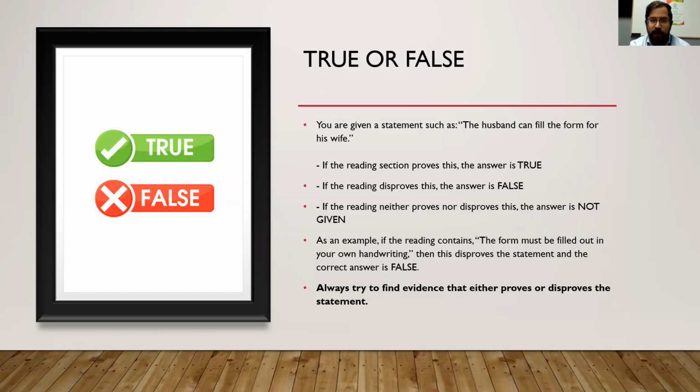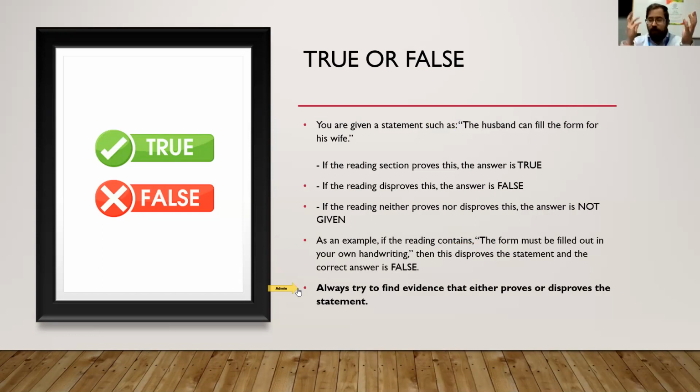So as an example, if the reading contains, the form must be filled out in your own handwriting, then this disproves the statement and the correct answer is false, right? If can the husband fill out the form for his wife? No, because the form must be filled out by the person who is applying. Okay, so always, always, always try to find evidence that either proves or disproves the statement.